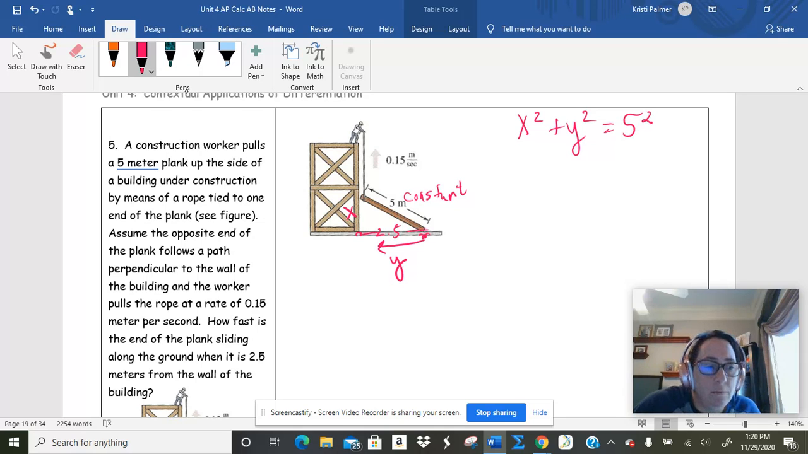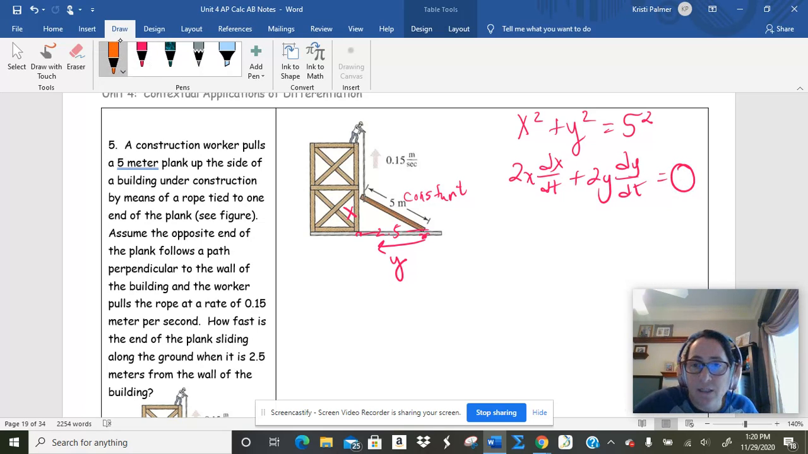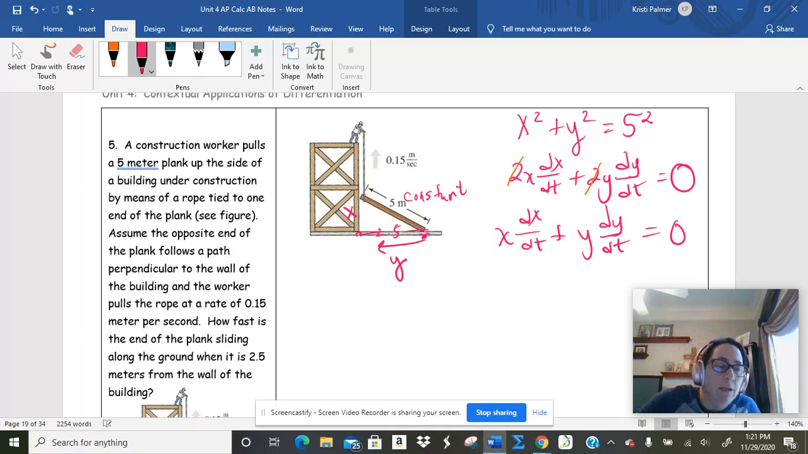Two variables, differentiate. The derivative of a number is 0. And now here's a nice little trick. The 2's will just cancel out. You can factor it, 0 over 2, they go away. Pythagorean theorem, that always happens. It's nice. So now we got to go figure out what we want.